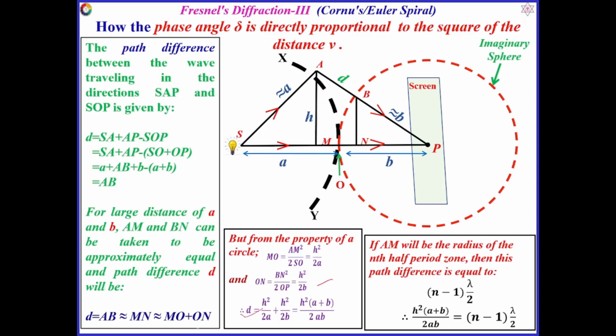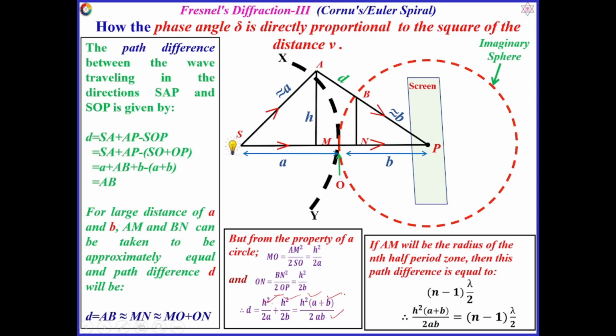Now D, we found equal to how much? MO plus ON. Instead of MO, we can write H square by 2A. For ON also we can write H square by 2B. So here we can write H square into A plus B. If I add these two terms, then H square into (A plus B) by 2AB, right?